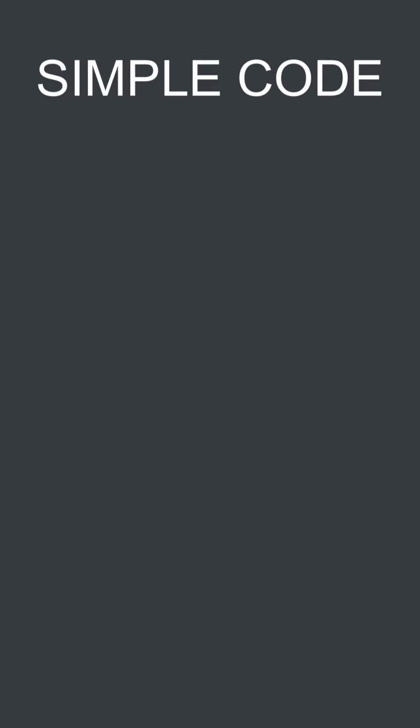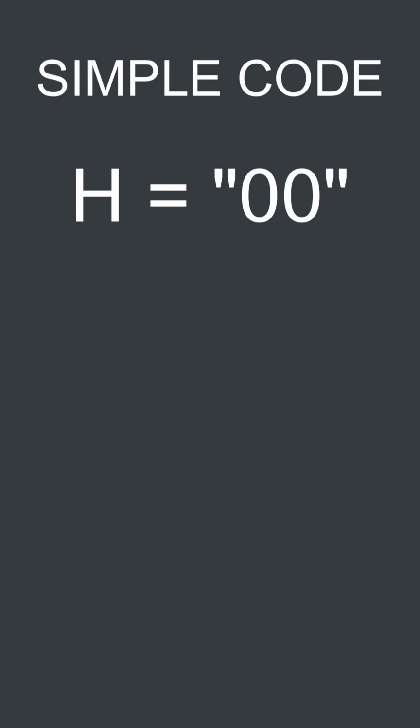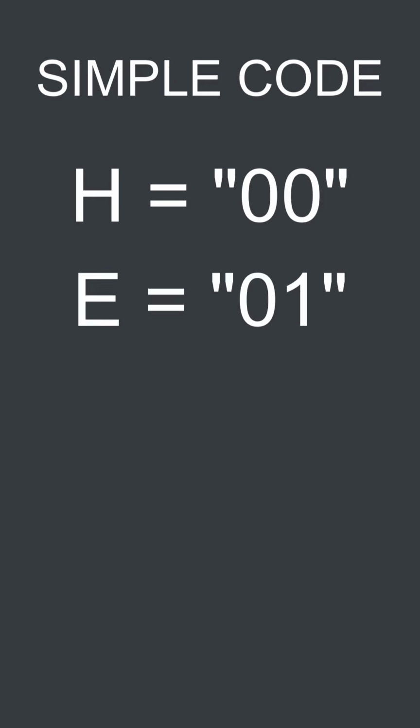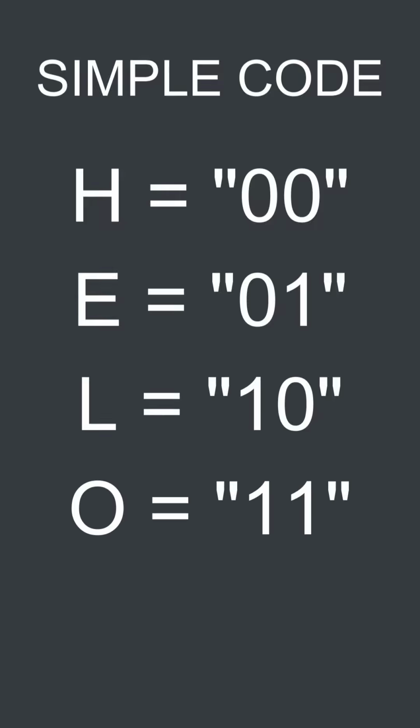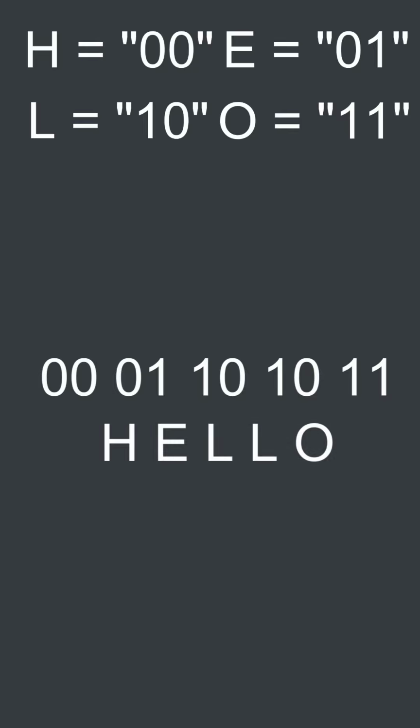Let's say we create a simple code where H is 0, 0, E is 0, 1, L is 1, 0, and O is 1, 1. Now, if I send you the sequence 0, 0, 0, 1, 1, 0, 1, 0, 1, 1, you would be able to read it as hello. It's all just a matter of agreeing on how things are represented, and with the right system, any piece of information can be expressed using just zeros and ones.